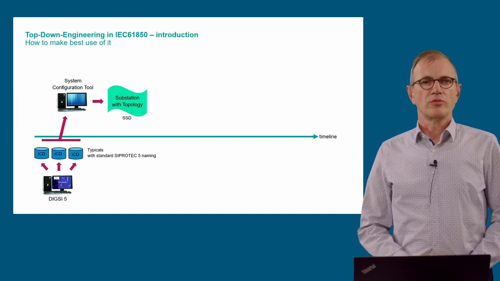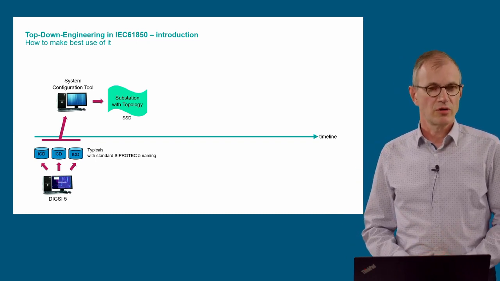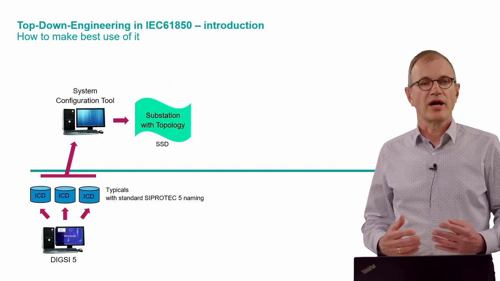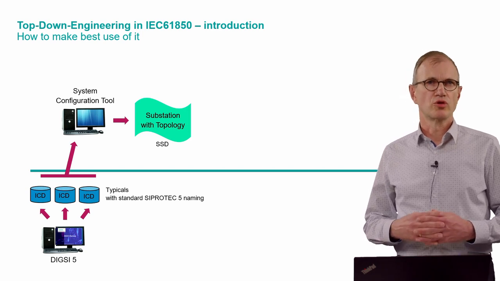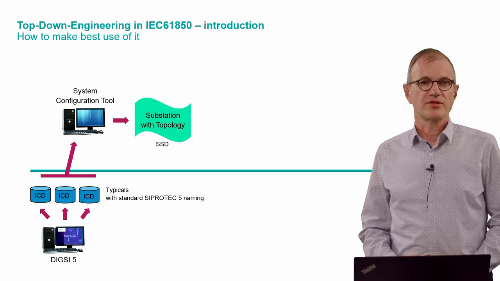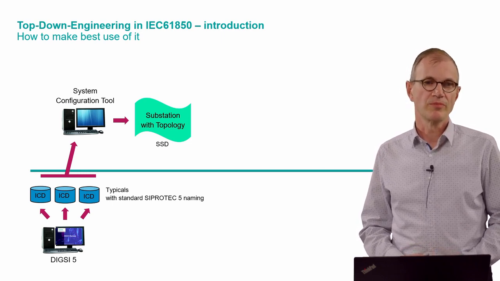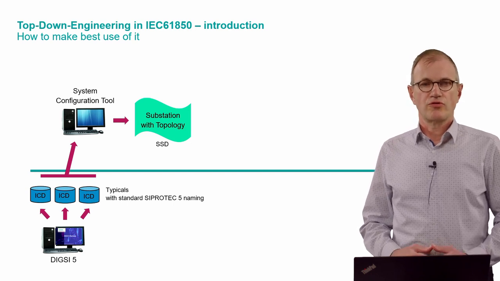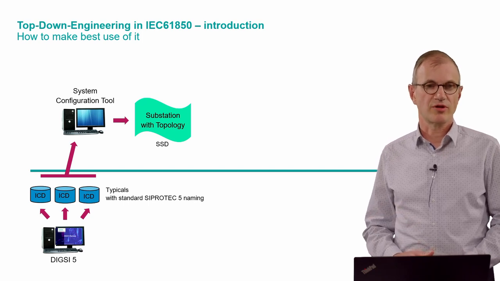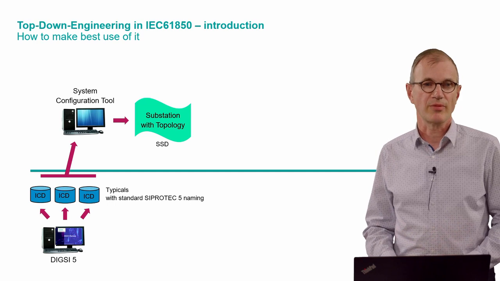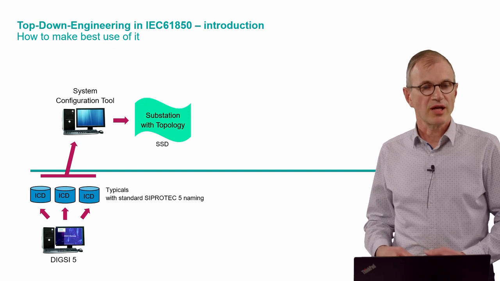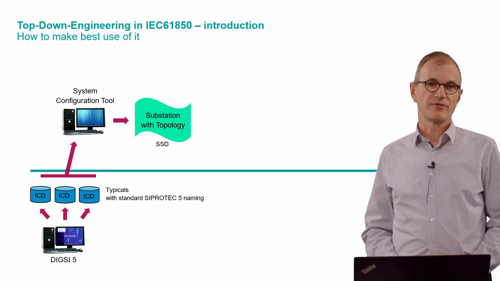So now, how to make best use of it. It is a very powerful tool that you can have here with such a system configuration tool. So there are some rules which are good to follow. One tip is to use typicals in the system configuration tool. The ideal version for the engineer who later on wants to use Siemens CPROTEC 5 devices is to use typicals coming out of DIGSI, so that we already have a description which can then be quickly fit with our DIGSI 5.